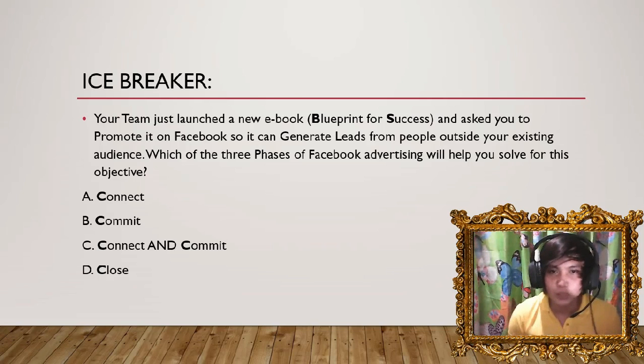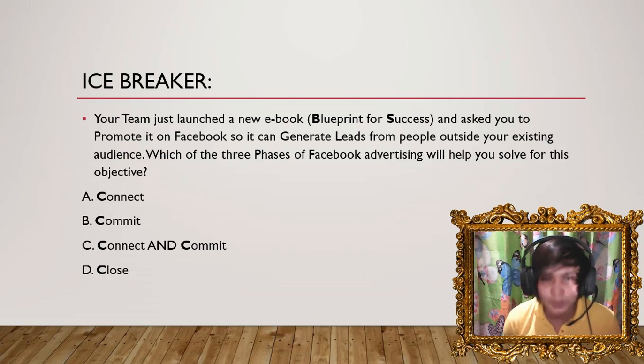So we have a situation here. Your team just launched a new ebook, Blueprint for Success, and asked you to promote it on Facebook so it can generate leads from people outside your existing audience. Which of the three phases of Facebook advertising will help you solve for this objective? A, connect; B, commit; C, connect and commit; and D, close. So guess what is your answer?